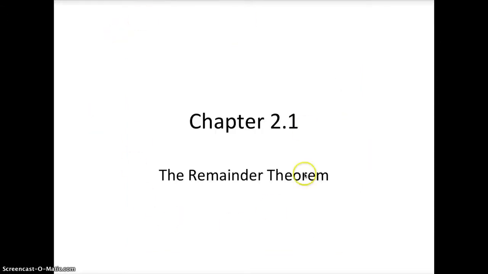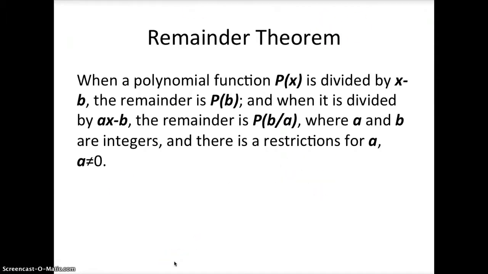So I'm going to present chapter 2.1, which is the remainder theorem. What is the remainder theorem? When a polynomial function P(x) is divided by a divisor x minus b, the remainder is P(b), and when it is divided by ax minus b, the remainder is P(b/a), where a and b are integers and there is a restriction for a, which is that a cannot be 0.